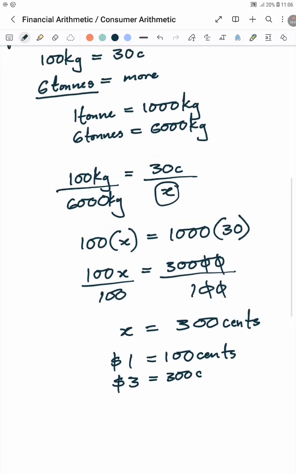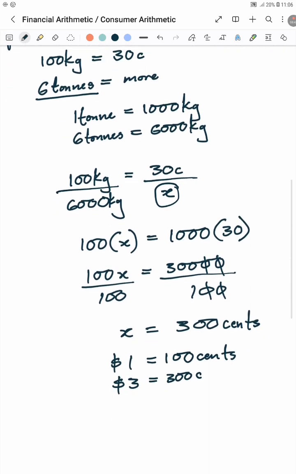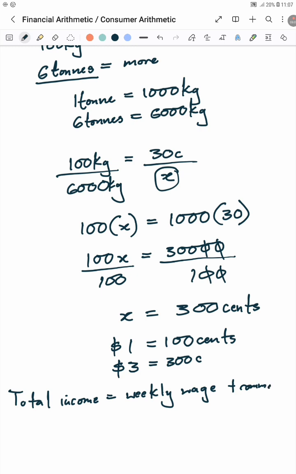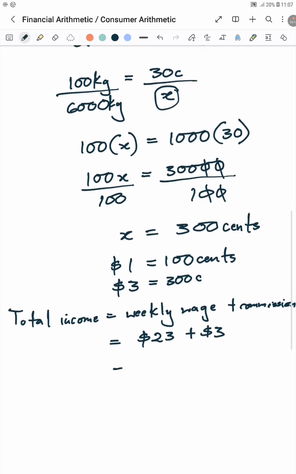So which means your total income, which is equal to weekly wage plus commission, will be equal to $23 plus $3 commission, which is going to make your total income $26.